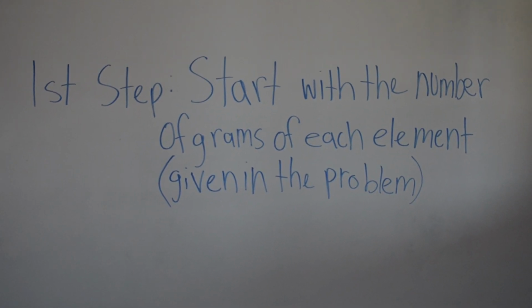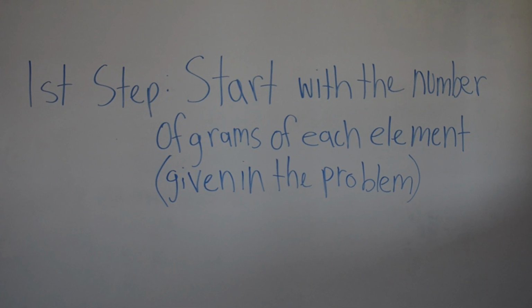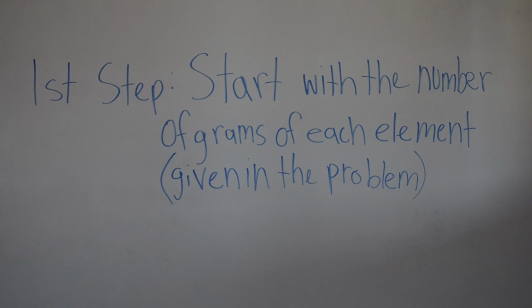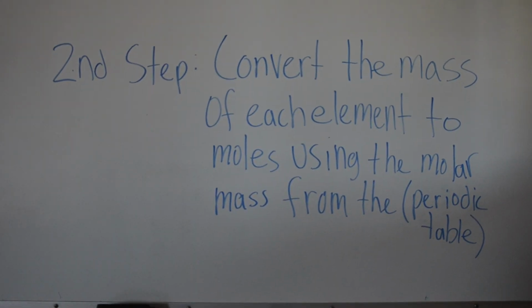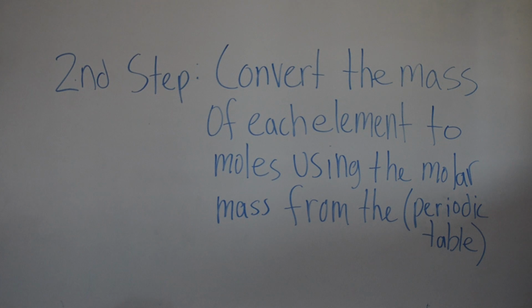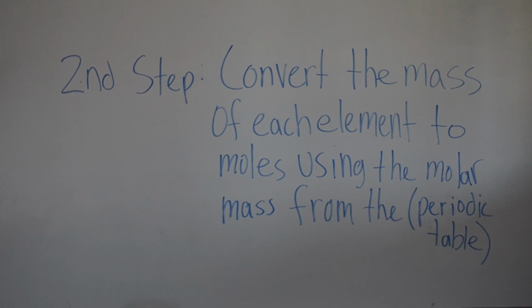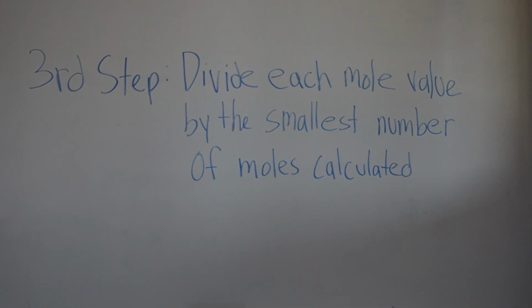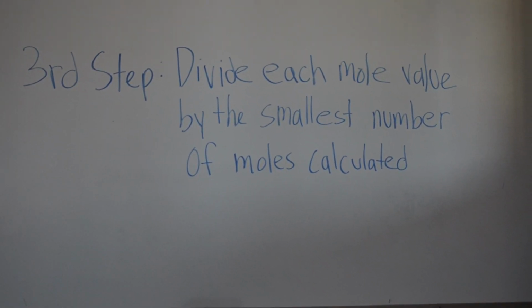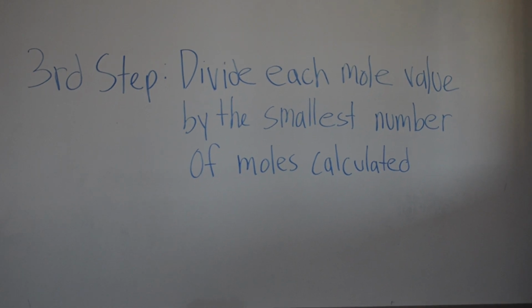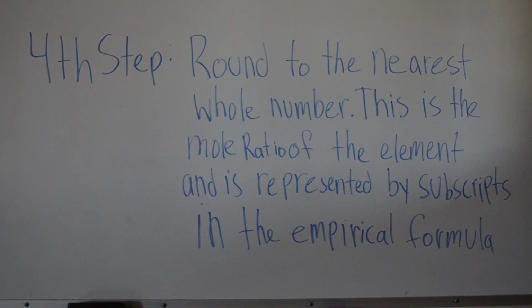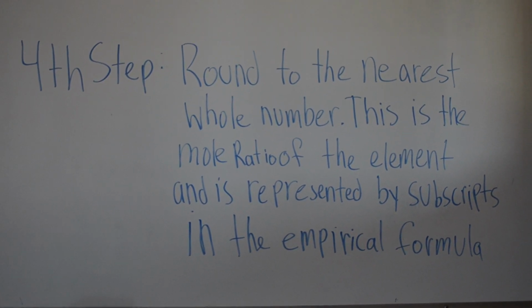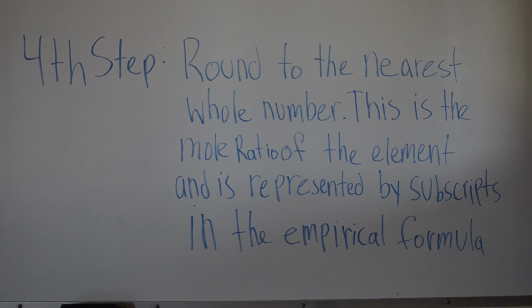First step for determining an empirical formula is start with the number of grams of each element. That will be given in the problem. Second step, convert the mass of each element to moles using the molar mass from the periodic table. Third step, divide each mole value by the smallest number of moles calculated. Fourth step, round to the nearest whole number. This is the mole ratio of the element and is represented by subscripts in the empirical formula.